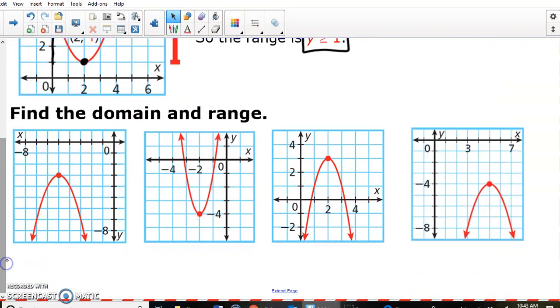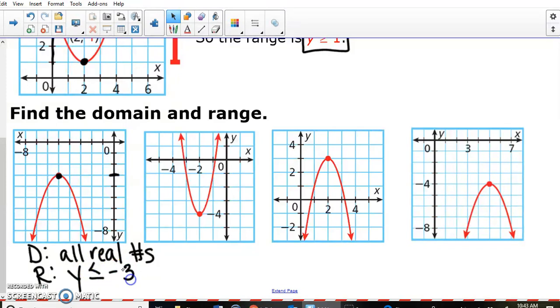Okay, on these ones then, we're going to start with our domain. Our domain is always going to be all real numbers unless it says otherwise. And then our range is our y value. So we've got to look. Our vertex is right here, and then the parabola goes down from there. So our range value is going to be y is less than or equal to our y value right here, which is -3. Okay, so anything less than or equal to -3 on that y-axis, our parabola will hit those y values.